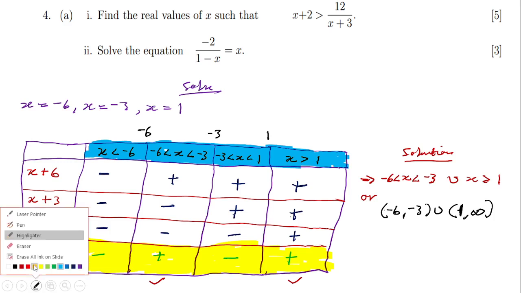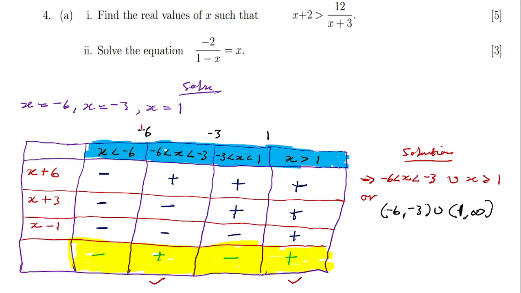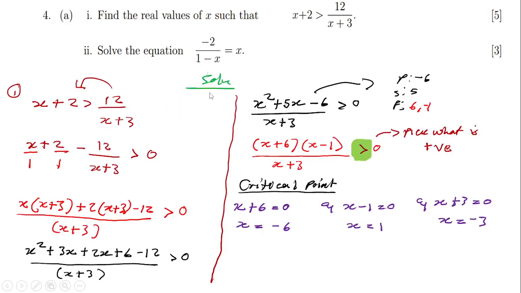Then what is on top, these are critical points. We got them from on top here. We worked this one out and it gave us -6. Then this one gave us 1, and this one gave us -3, by equating them to 0. Your only task, where you might need my explanation, is how to arrange them.